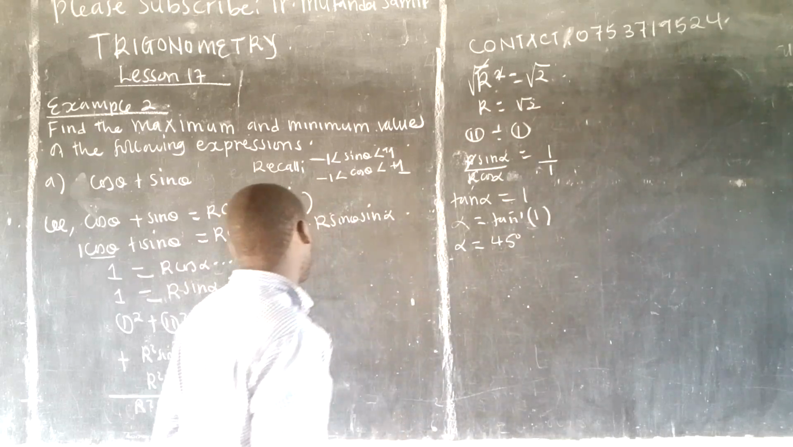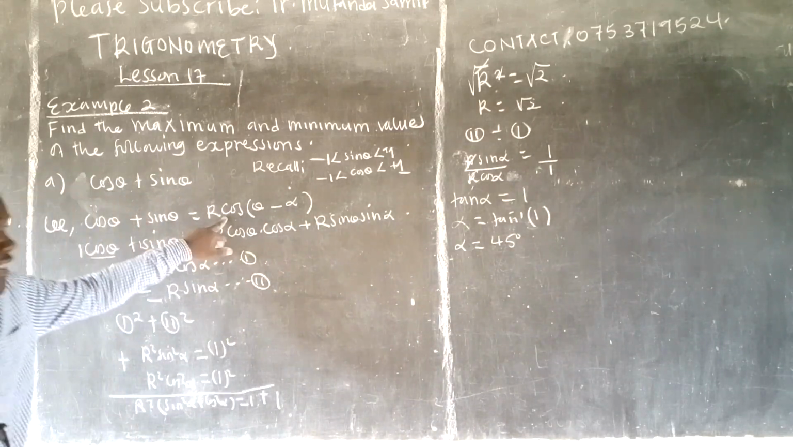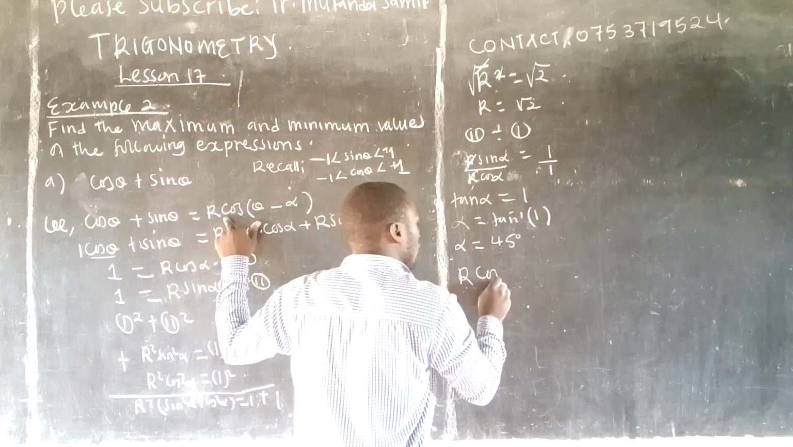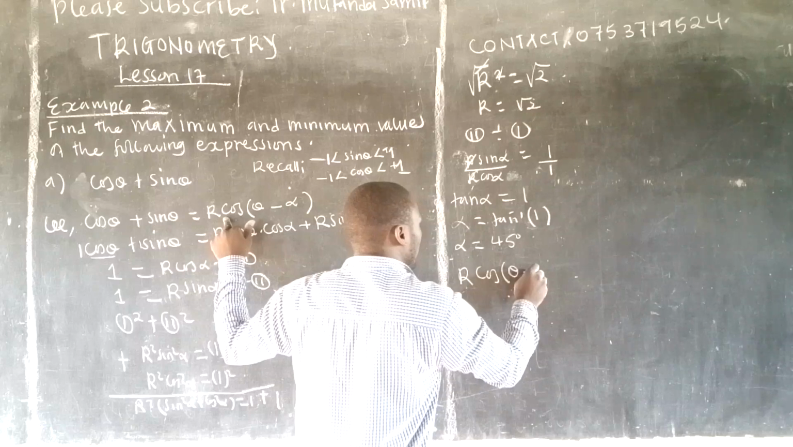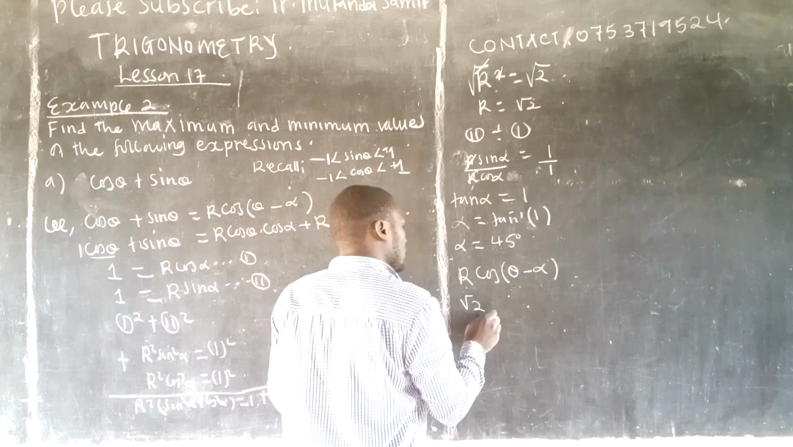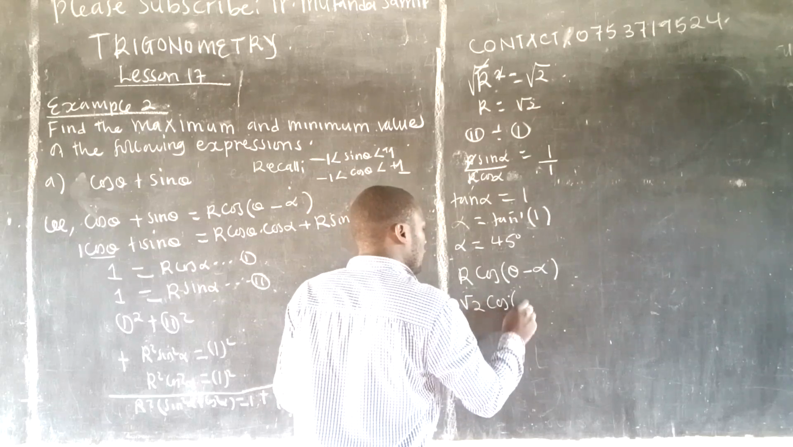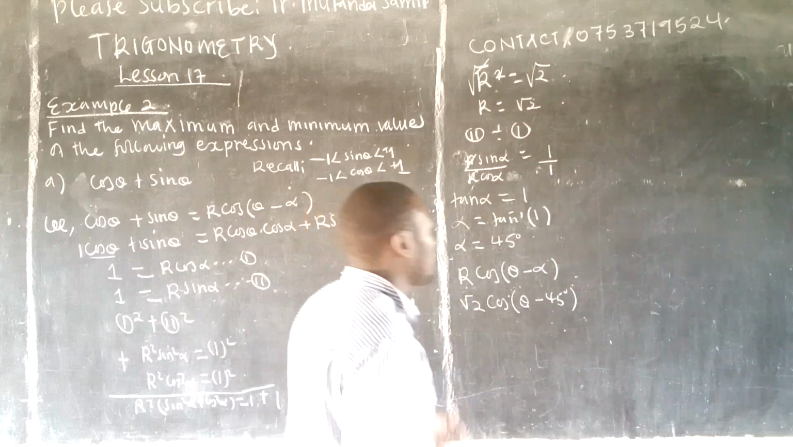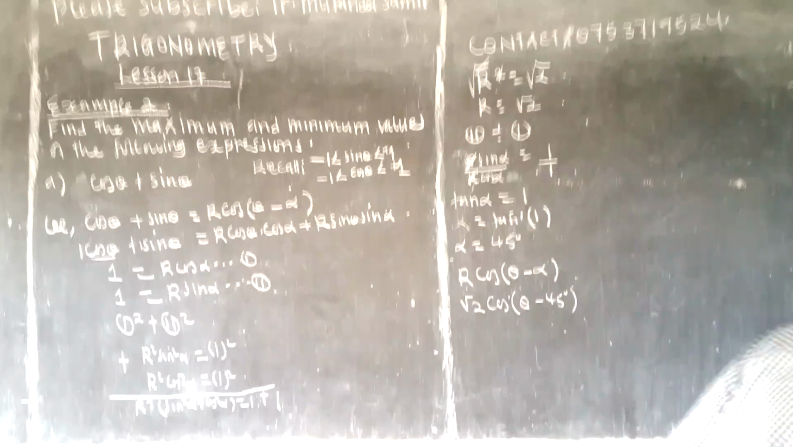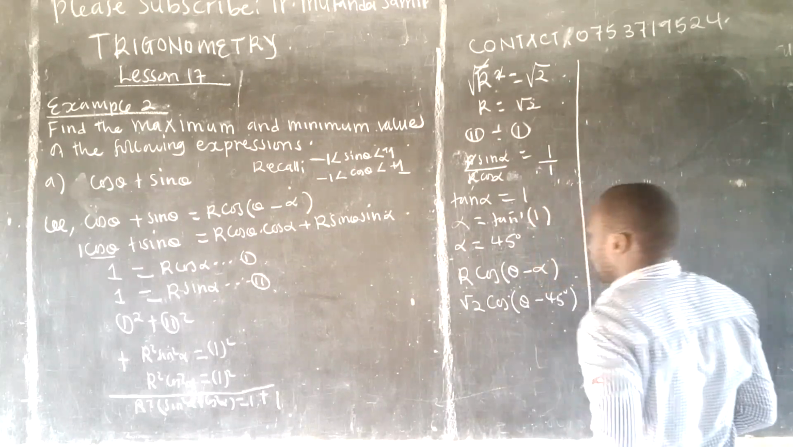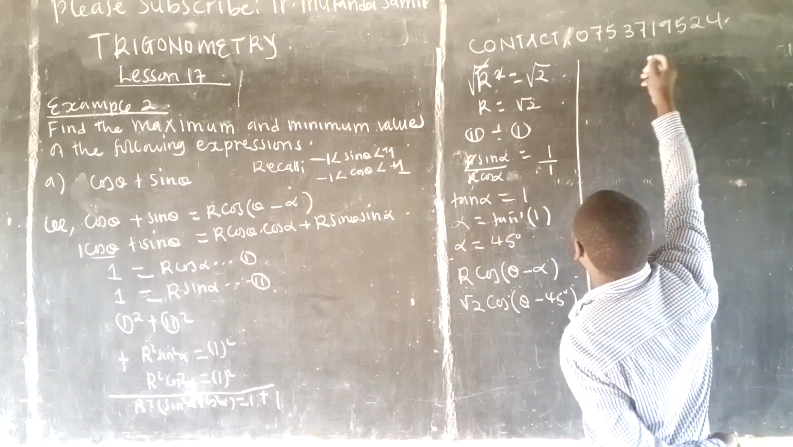Then what will you do? Bring back this form of ours, the one we write is what we use for maximum and minimum value. So it will be now R cos of theta minus alpha. So now let's put, this is root 2 cos of theta minus 45. The next, what are we going to do to find the maximum and minimum value? We now come this side and say, we're going to use this.